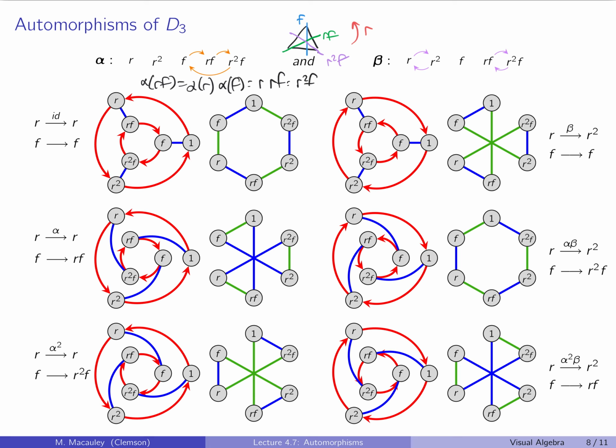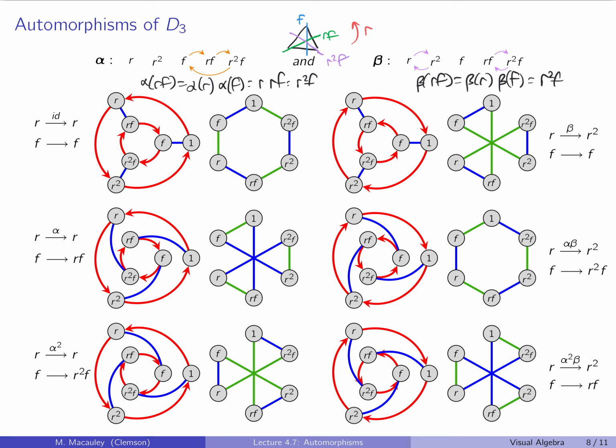So you can think of alpha as just taking every instance of F, wherever it is, and replacing it with an RF. And beta replaces each R with R squared. So that means that beta of RF is beta of R times beta of F, which is R squared F. And R squared gets mapped to R to the 4th, which is R.